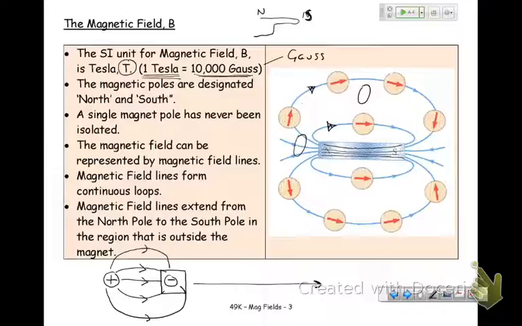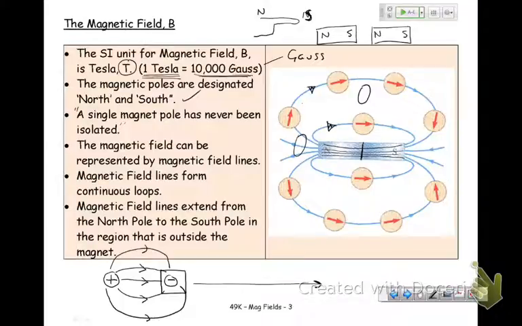Magnetic poles are designated as north and south. And the single magnetic pole has never been isolated. That's actually taken directly from the book, and I always have a little bit of pause about that because I'm not sure a single magnetic pole could be isolated, because they are really two aspects of the same thing. If I was to cut this bar magnet in two, then what I would get are two bar magnets, and there'd be a north pole and a south pole on each bit.